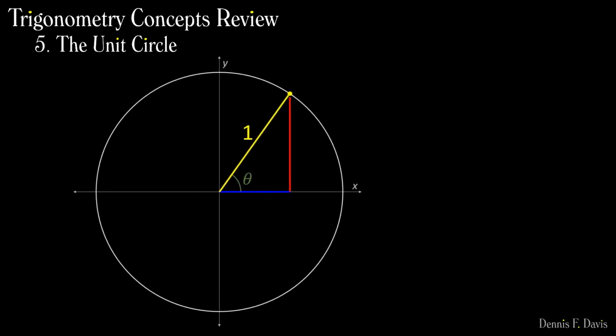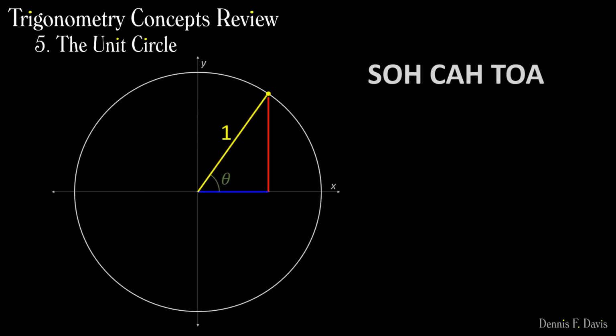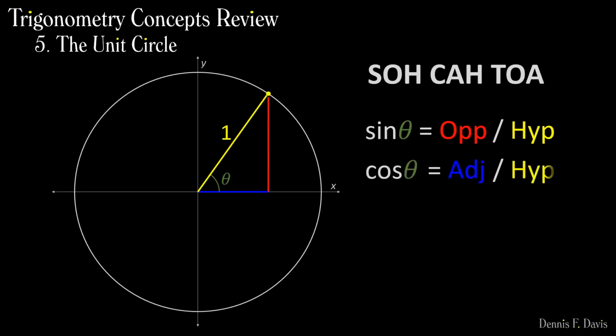The unit circle simplifies SOHCAHTOA, since h, the hypotenuse, is 1. Sine theta equals opposite over hypotenuse, and cosine theta equals adjacent over hypotenuse. But when we consider that the hypotenuse is 1, these ratios simplify. For unit circles only, the sine of theta is simply the length of the opposite side, and the cosine of theta is the length of the adjacent side.